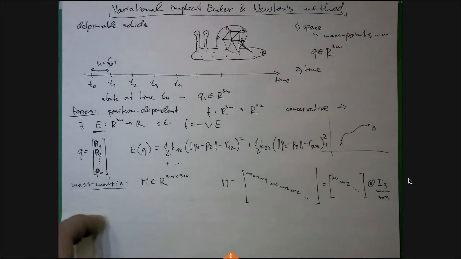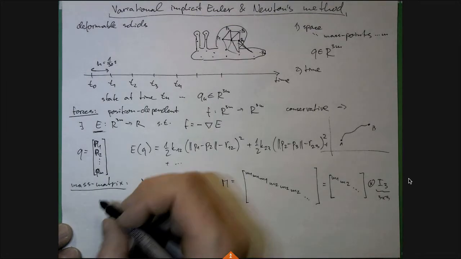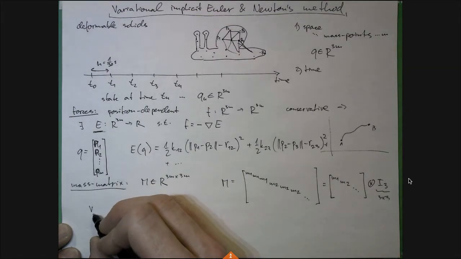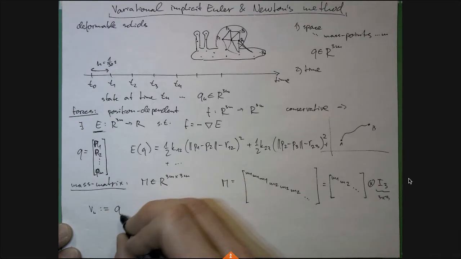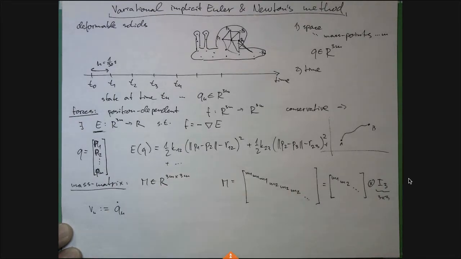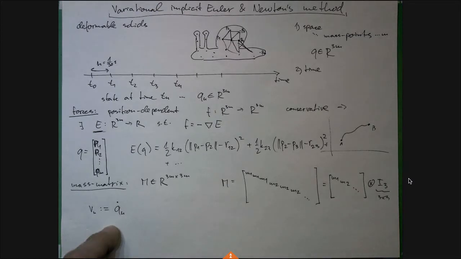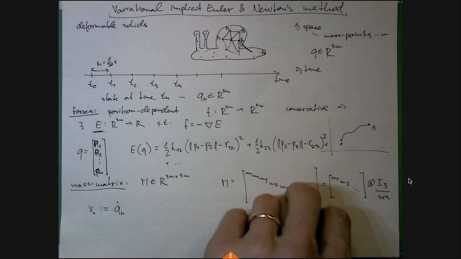Okay, so let's get back to physics. One more notational thing. The velocity at step n, I will denote as Vn, and by definition, that's just the time derivative of the state. That's my velocity. Now I can write the implicit Euler update rules.